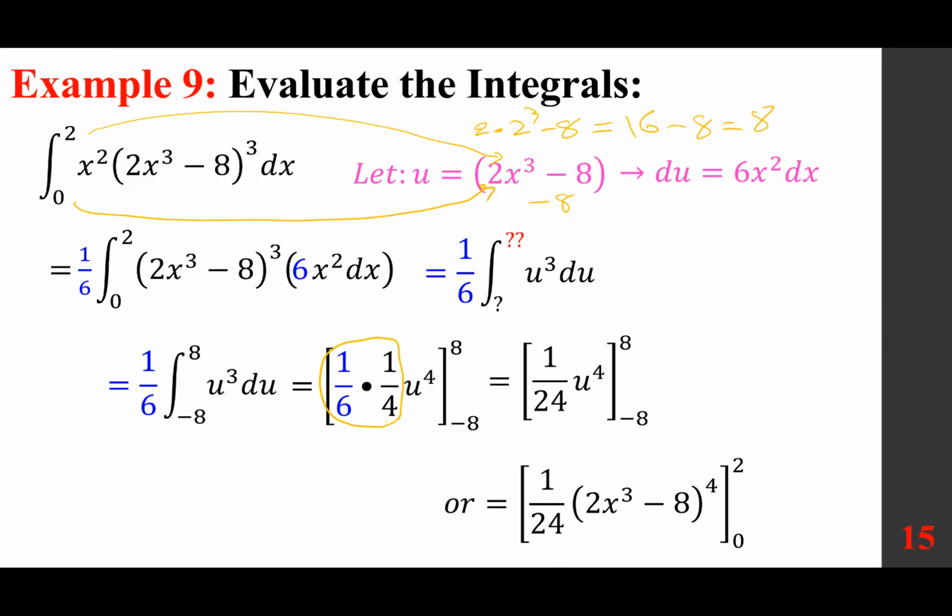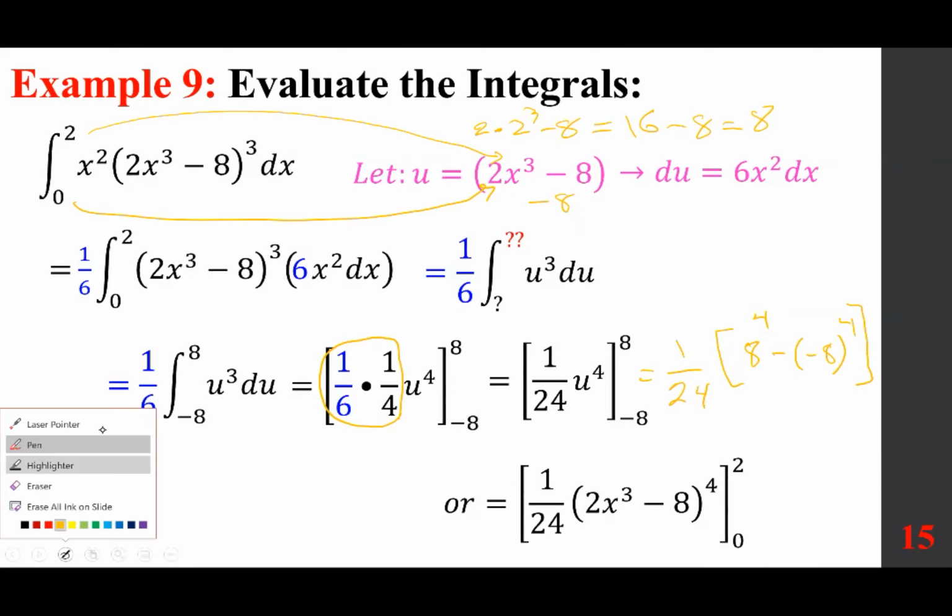However, it's easier to evaluate it here. I'm going to show you why. This is 1/24. We have 8 to the power of 4 minus negative 8 to the power of 4.